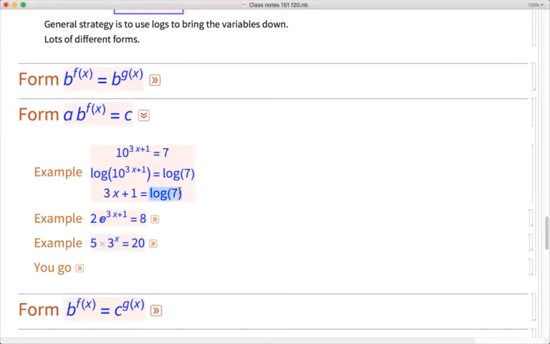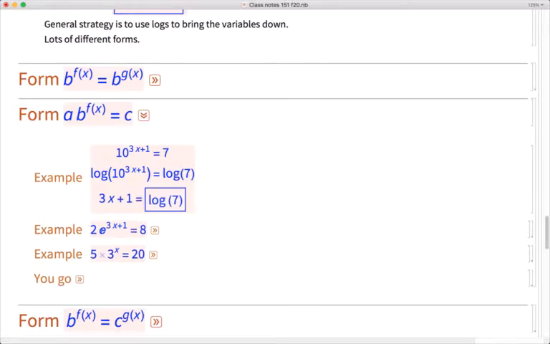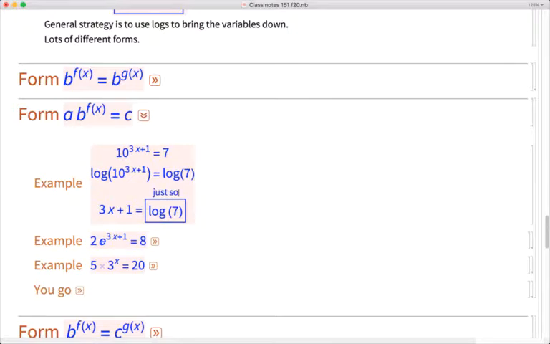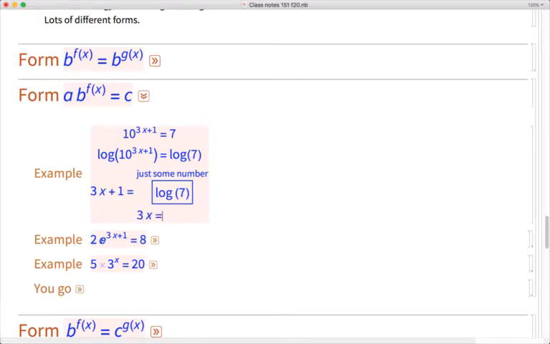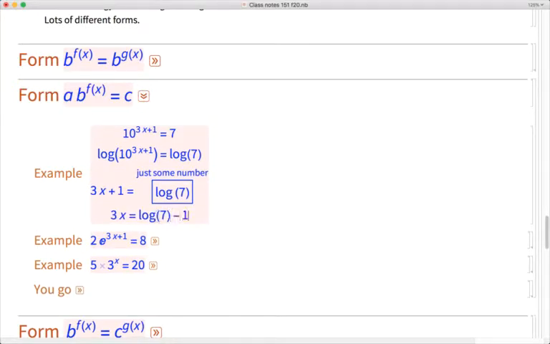is that the right-hand side is not going to simplify. But it's critically important to remember that this right-hand side is just some number. So we have to make sure we treat it with no more respect than any other number deserves. So how do we solve an equation like this? Well, this is a constant. We're just going to subtract 1 from both sides. That's going to leave 3x equals log of 7 minus 1.